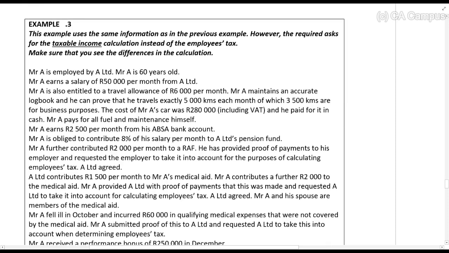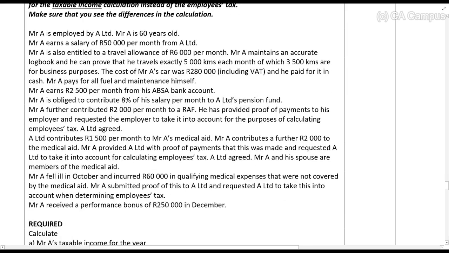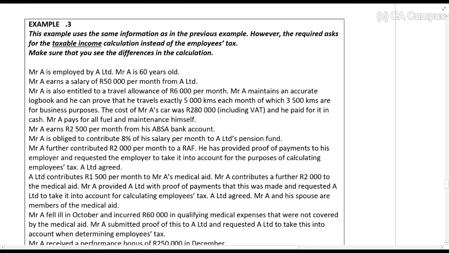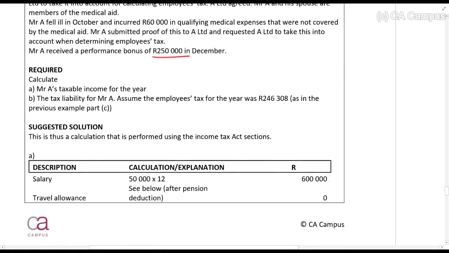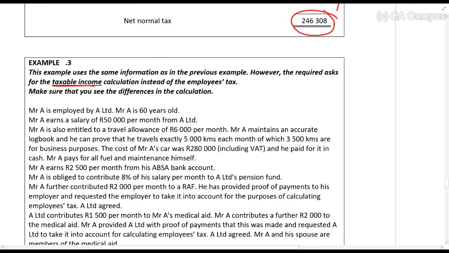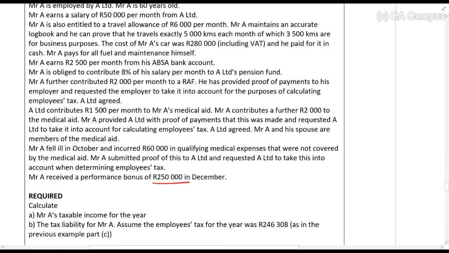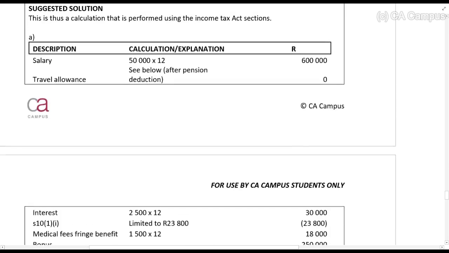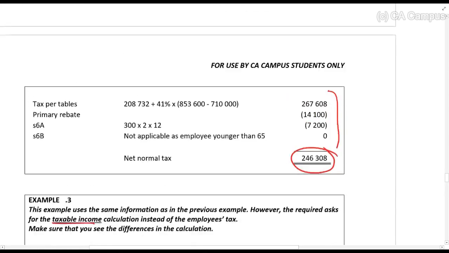Right, guys, and then part example 3. This is again exactly the same question, including the bonus. But what I ask you to do here is to calculate the taxable income and not the employee's tax. So why have I done this? I've done this so that you can compare the different solutions.